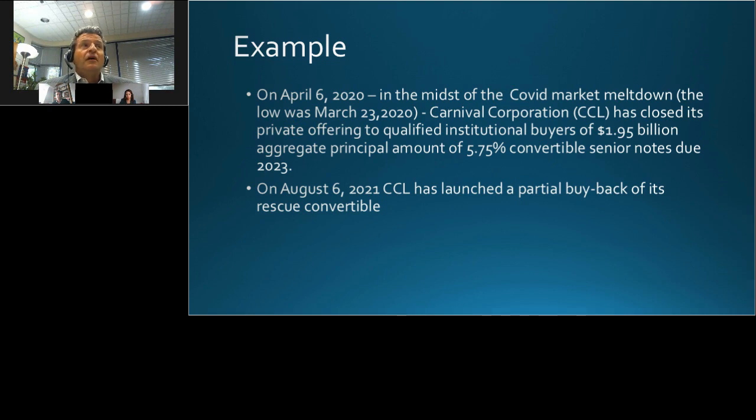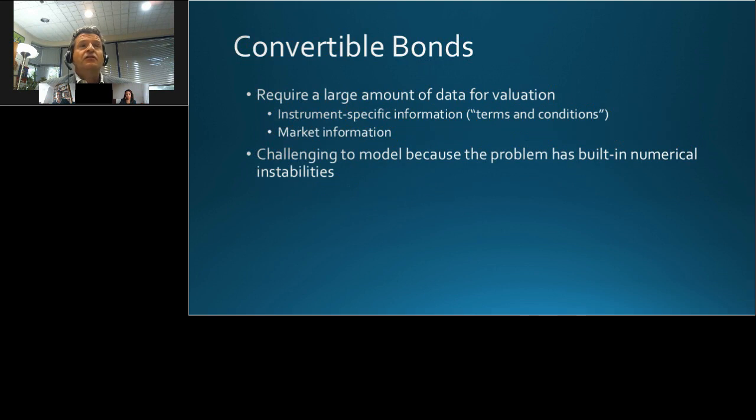One of the interesting things from our point of view, both as modelers and data scientists, is that convertible bonds require a huge amount of data for valuation. They eat a lot of data, as we would say. So what are we talking about? We're talking about instrument-specific information, such as terms and conditions.